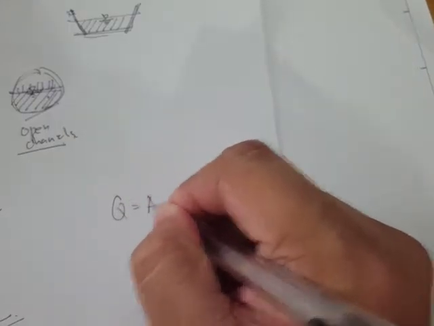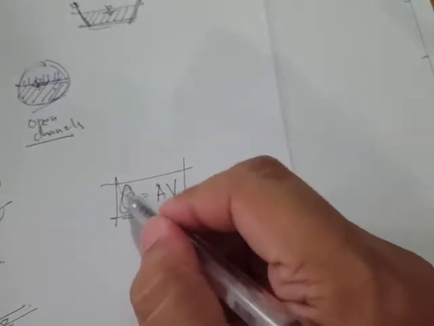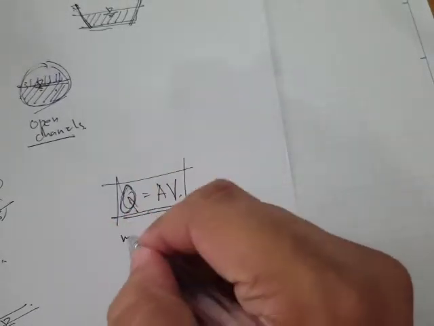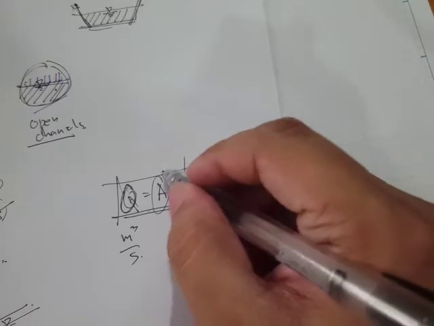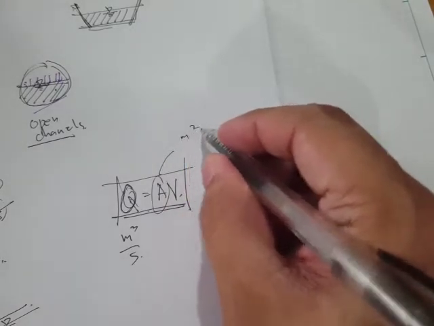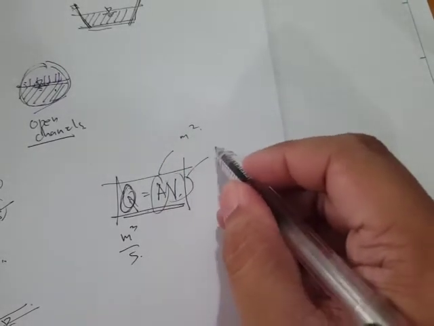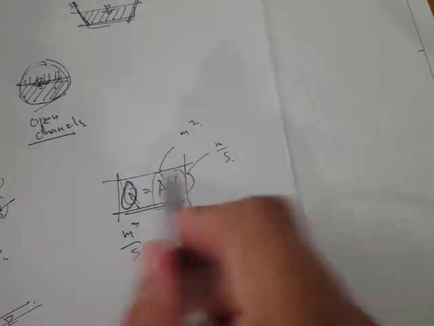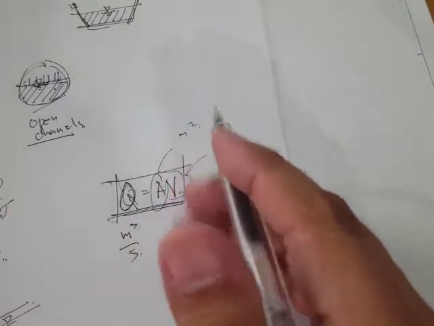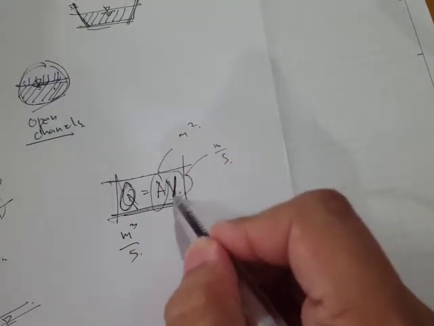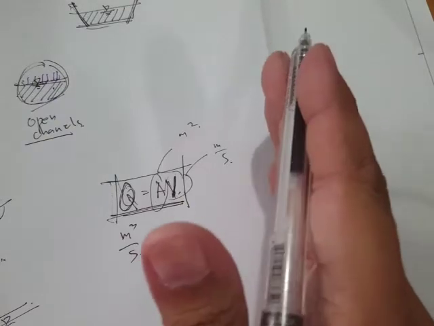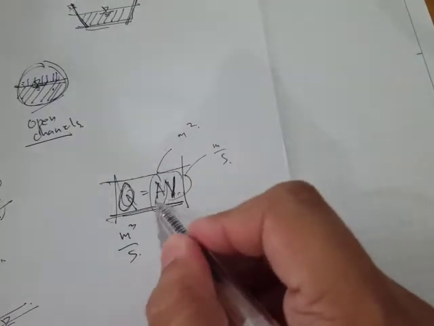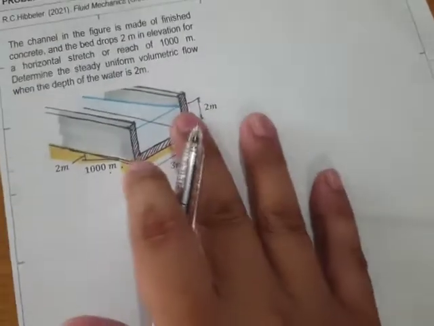the continuity equation, Q is equal to AV, or the flow rate equation, still holds true. So we have this Q, the volumetric flow rate, in cubic meters per second, and this one is the cross-sectional area, let's say in meter squared, and this one is the velocity, in meters per second, so that's why it's meter cubed per second. But the difference is that to compute the velocity in an open channel, we use the Manning's equation.